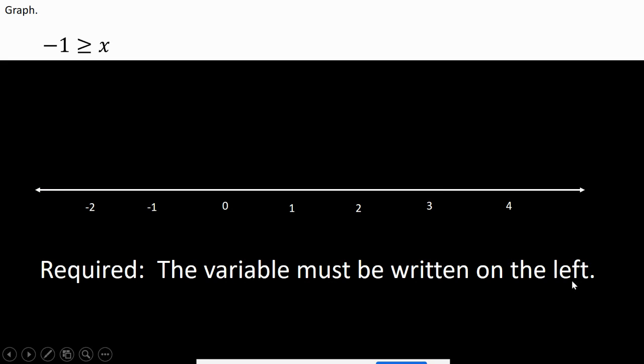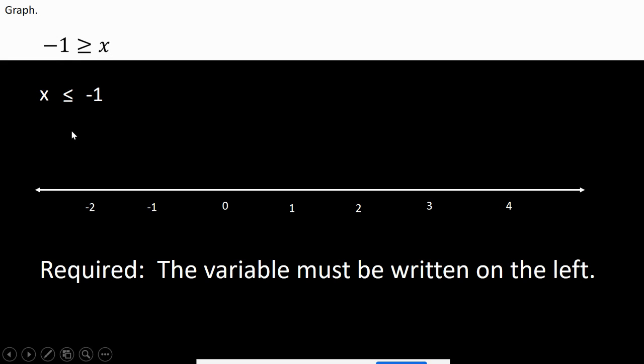Again, always asking this question. Variable must be on the left. Well, that's not the case. So let's grab the variable, put it on the left, grab the negative 1, put it on the other side. And again, this inequality, which has an equal sign, is pointing at this x. We want to rewrite it where it's still pointing at the x. And we can say x is less than or equal to negative 1 when it originally was written as negative 1 is greater than or equal to x.